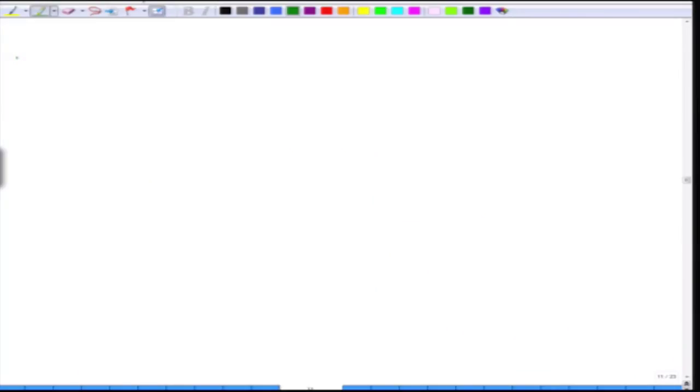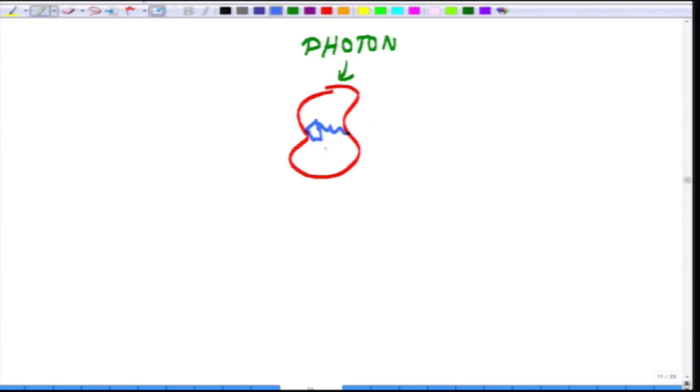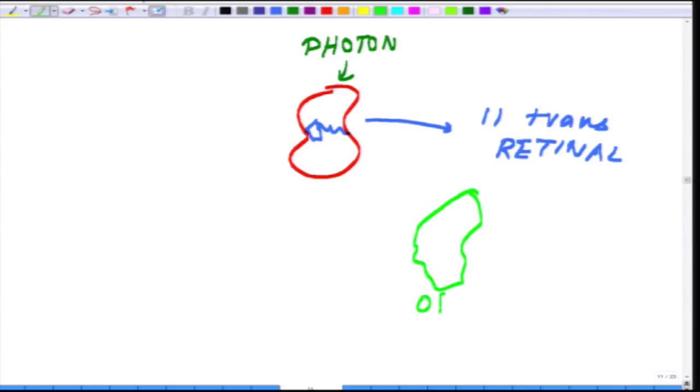So the next thing that happens is this. When the 11-cis retinal is converted, let's go back. Here the photon is falling on the moiety sitting there. So, the photon has formed 11-trans retinal. This 11-trans retinal then dissociates from this structure. So, what you are left with is the opsin protein coming out, plus you have the 11-trans retinal.